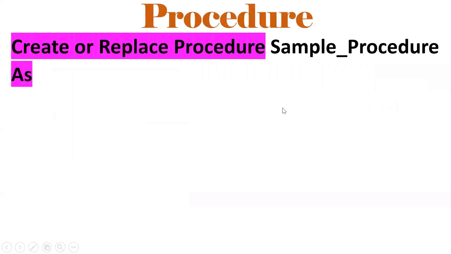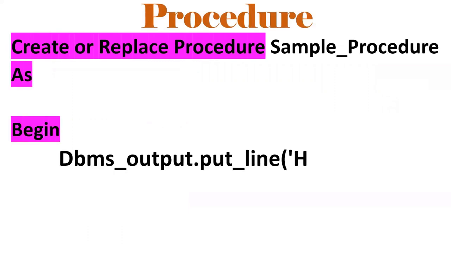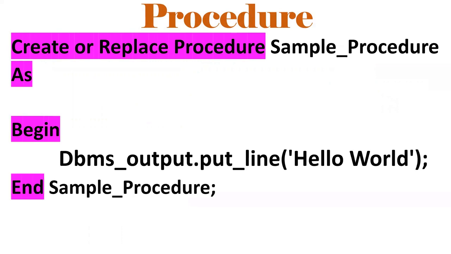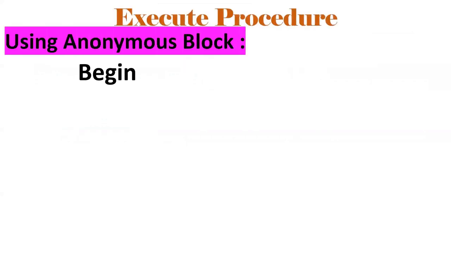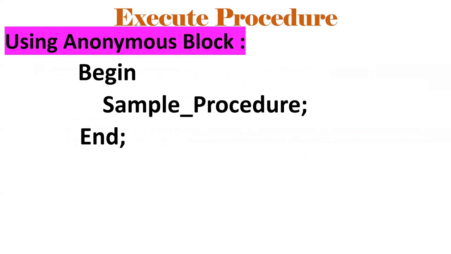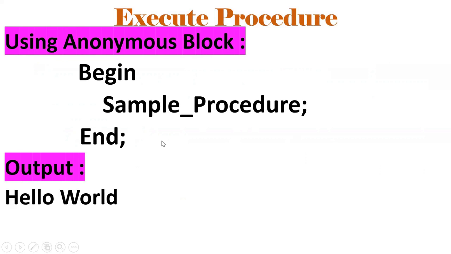Procedure: create or replace procedure name as begin, DBMS_OUTPUT, end. This is a sample procedure. We want to display hello world on the console by using DBMS_OUTPUT. Remember, DBMS_OUTPUT is used to see the result on the console. We can execute the procedure by using an anonymous block: begin, sample procedure, end. This is the procedure name we need to put, and we'll get the output hello world.